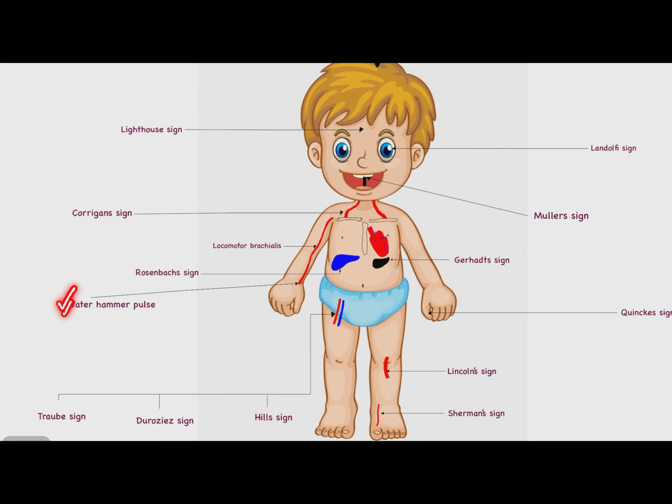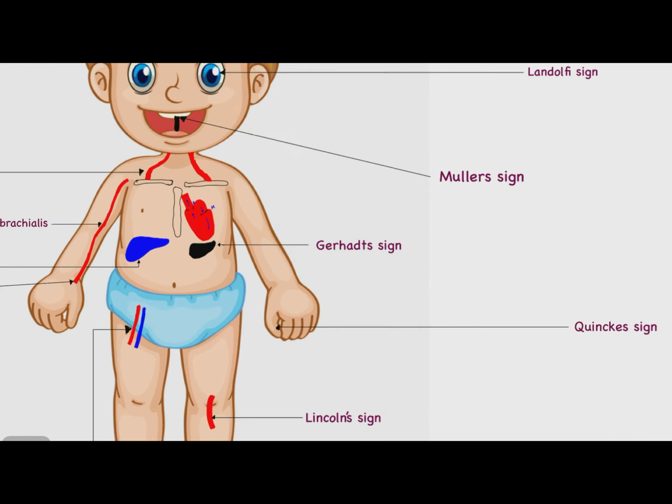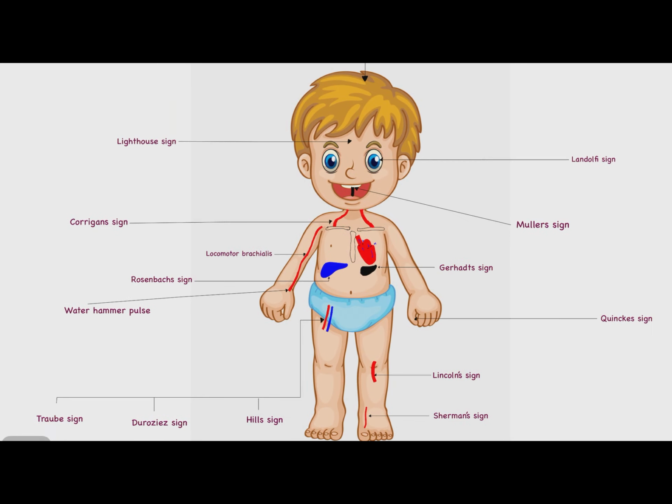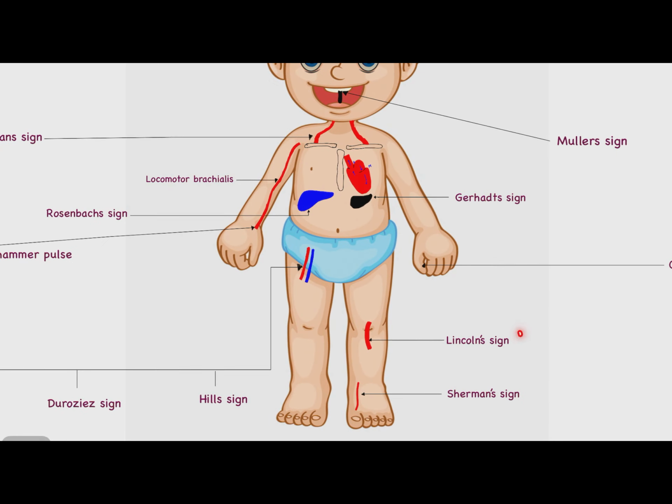Also we have Waterhammer pulse, which is basically the high volume collapsing pulse, and this is one of the topics which you are asked to examine in your practicals. The next is Quincke sign, which is digital capillary pulsation. You will examine the nail bed, and you will see blanching and pulsations of the capillaries in the nail bed. Next, we have seen Lincoln sign already.